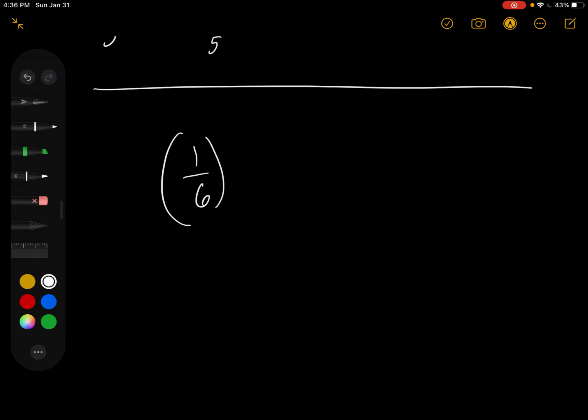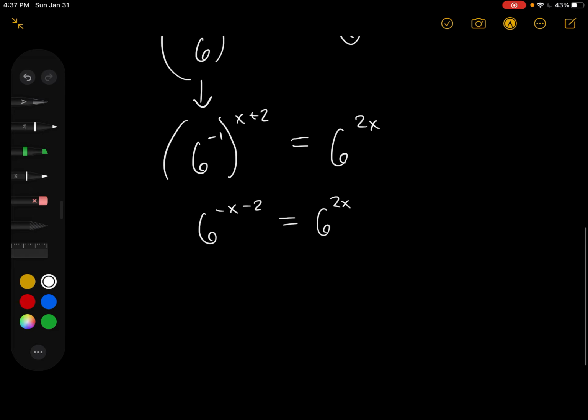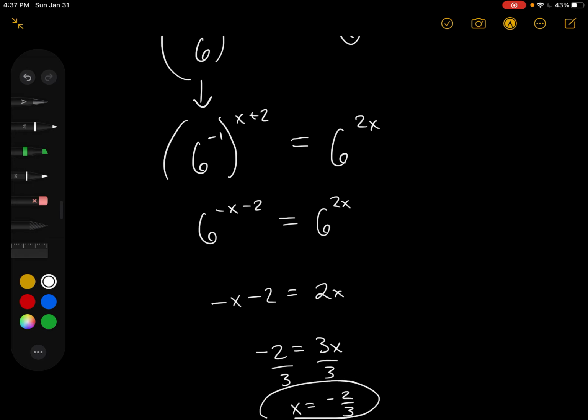Let's say that we have 1 over 6 to the x plus 2 power equals 6 to the, let's say, 2x power. So in this case, we can change 1 over 6 to 6 to the negative 1. By definition, x plus 2 equals 6 to the 2x. Distribute that negative 1, so we have 6 to the negative x minus 2 power equals 6 to the 2x. And then now, just like before, we can go through and solve using our exponents. So add x to both sides, we get negative 2 equals 3x. Divide both sides by 3, and we get x equals negative 2 over 3.